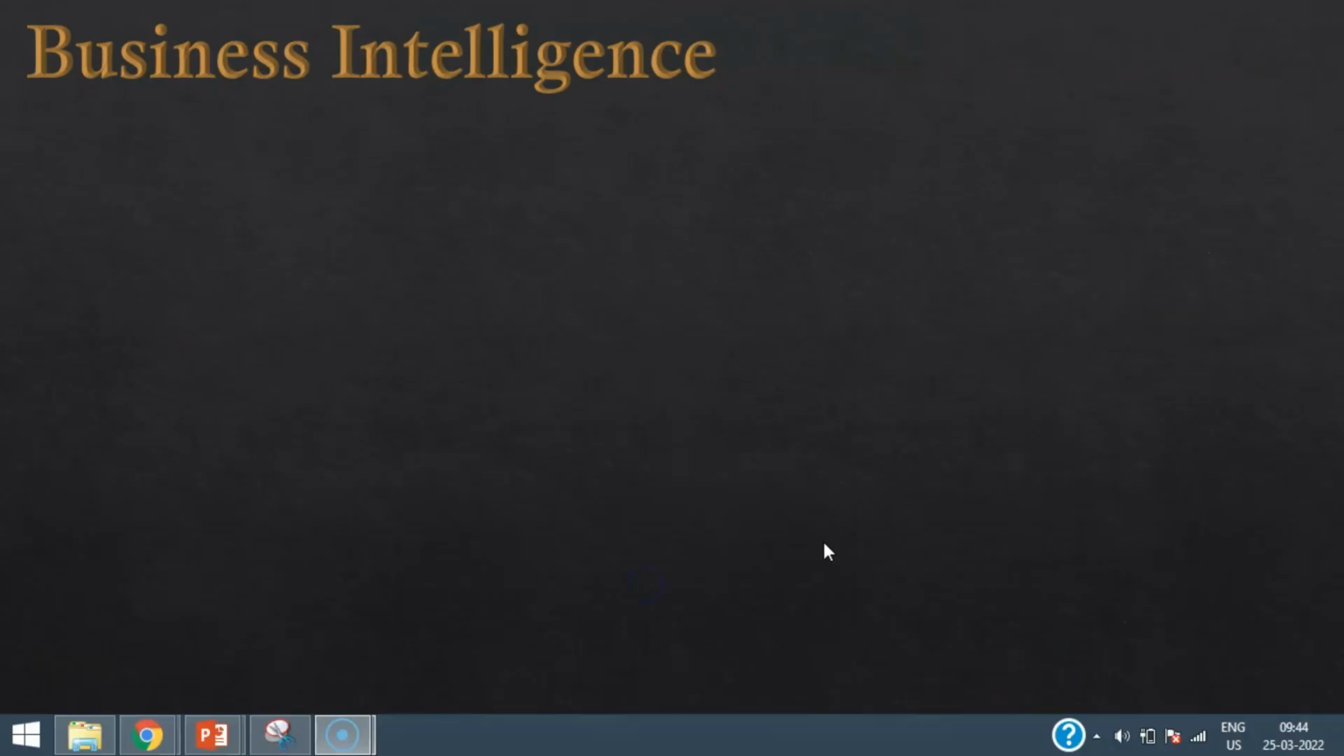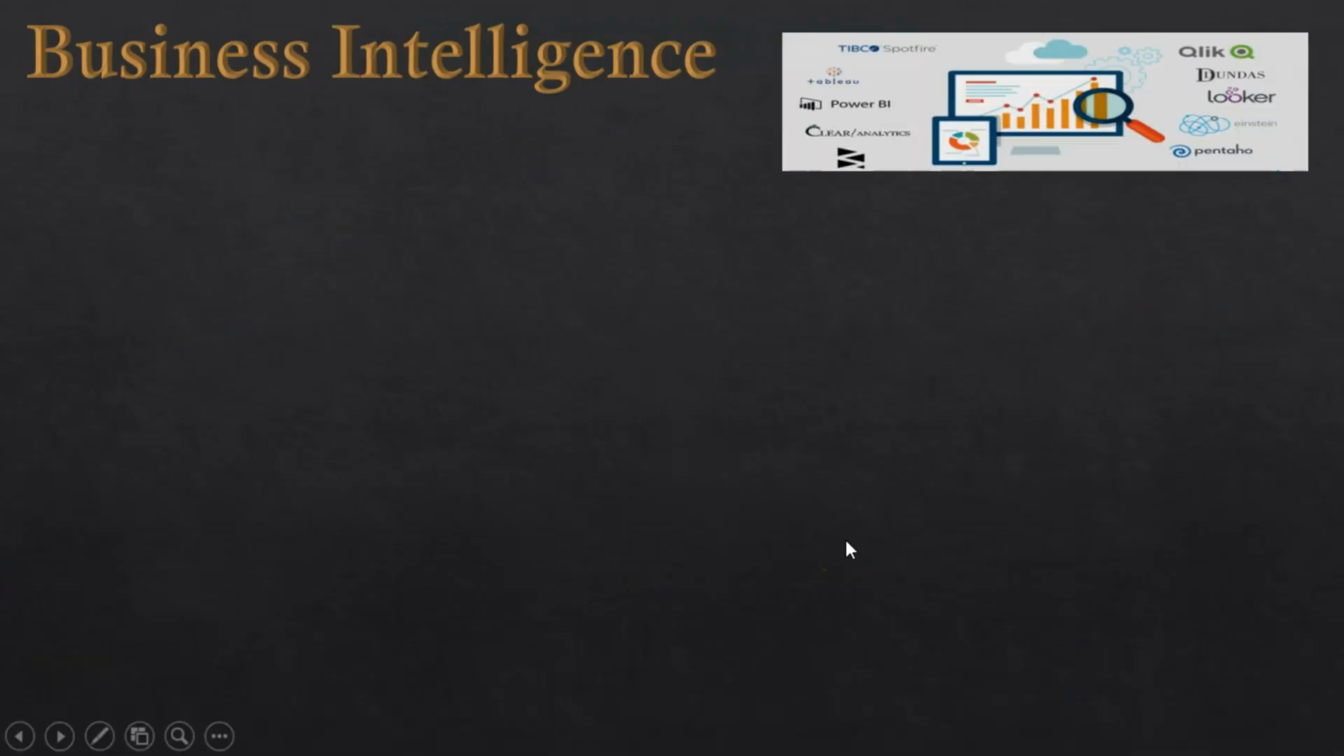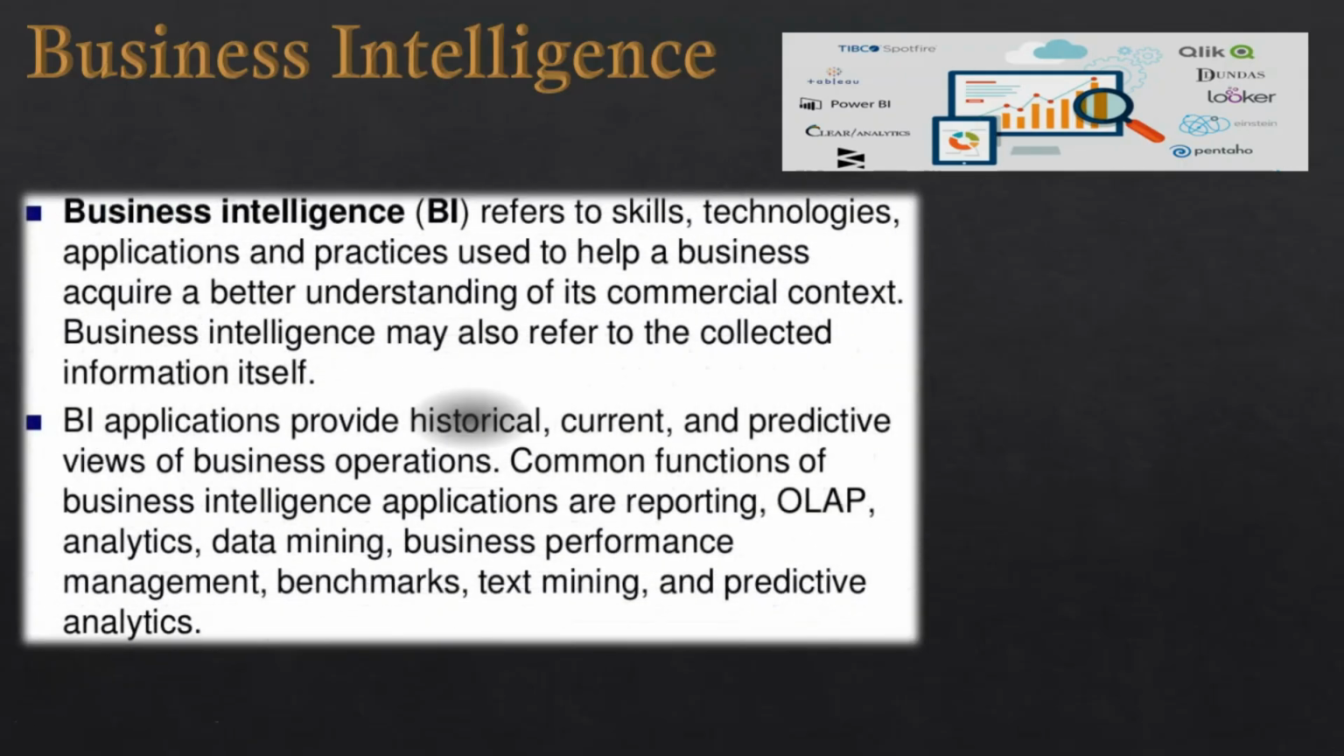Moving ahead, we have business intelligence. Business intelligence is basically the BI reports or the BI tools that we use in our project. We have different vendors for these BI tools. Business intelligence basically refers to the skills and technologies, applications as well as practices used to help a business acquire a better understanding of its commercial context.